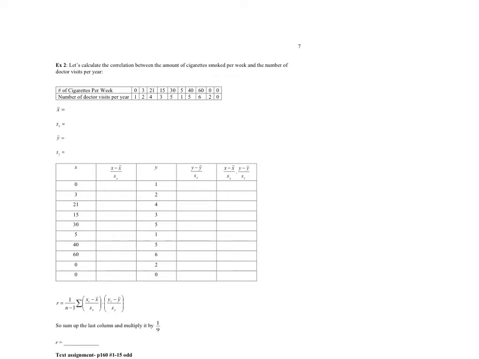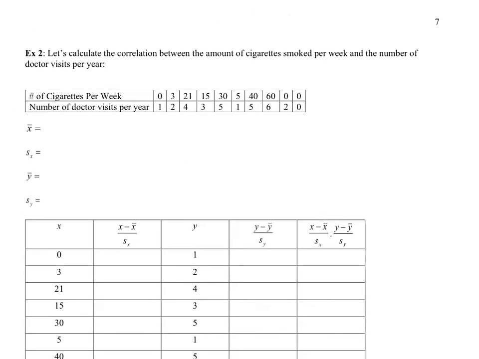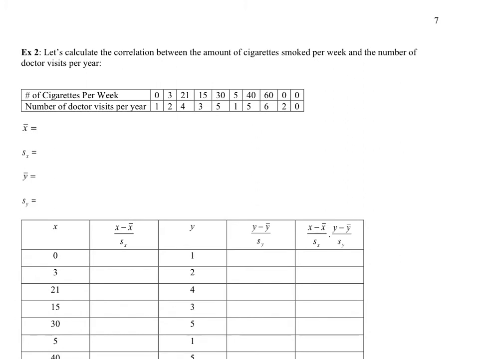All right, so let me get my calculator out. We're going to type all this data into L1 and L2. We'll use the stat calc function to check our work when we're done, but for now we're just going to do it using the table. So stat edit. Let me clear out my columns. So 0, 3, 21, 12, 15, 30.